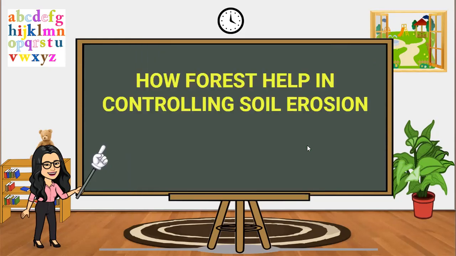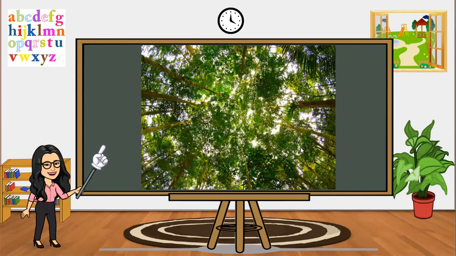Okay, next, how forests help control soil erosion. The forest is very important. Now look at this one. This is the forest canopy, the uppermost layer of the forest where most trees, branches, and leaves are found. It acts like an umbrella that lessens the impact of rain on the forest floor. These lessen the rate of soil erosion.